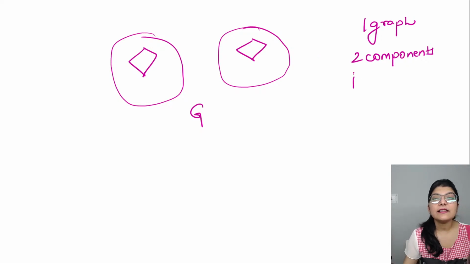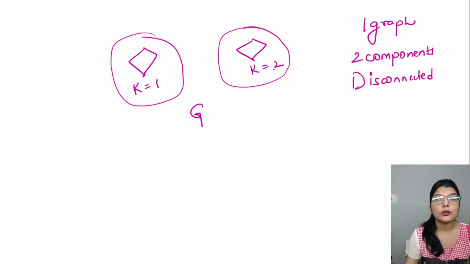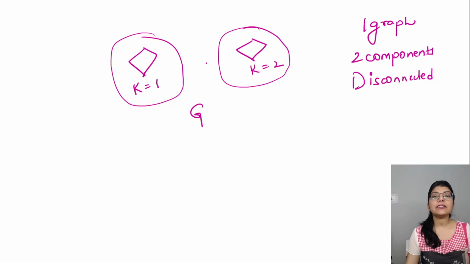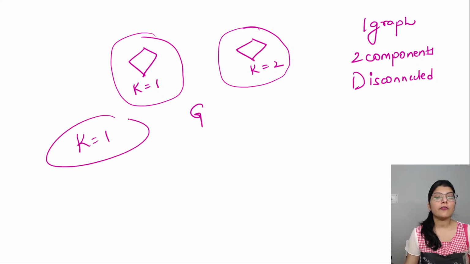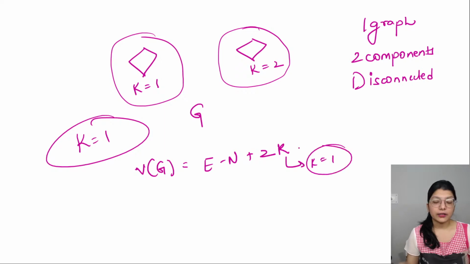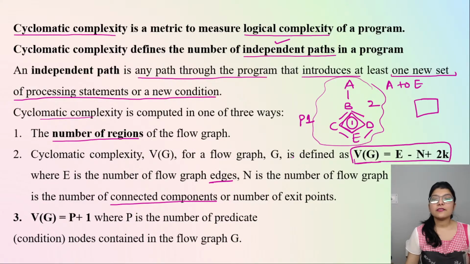This is a disconnected graph. So this is what your K is. This one is K equal to 1 and this one is K equal to 2. But in the case of cyclomatic complexity, every time you will have K equal to 1. So that is why our formula is always V of G is equal to E minus N plus 2, because this K is always equal to 1. So this is what they have written here.